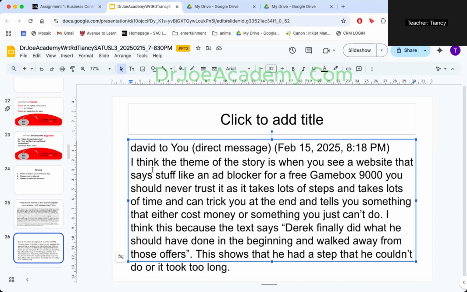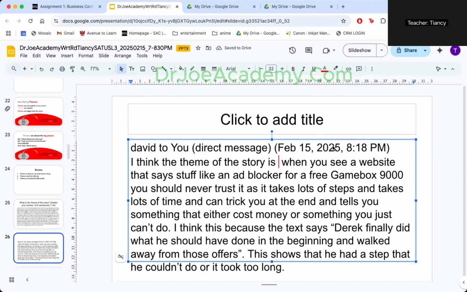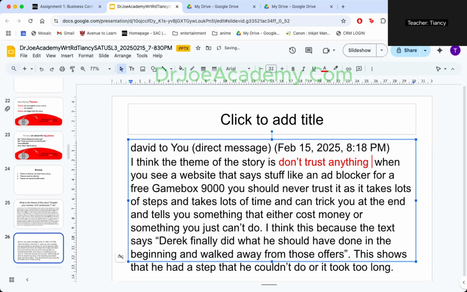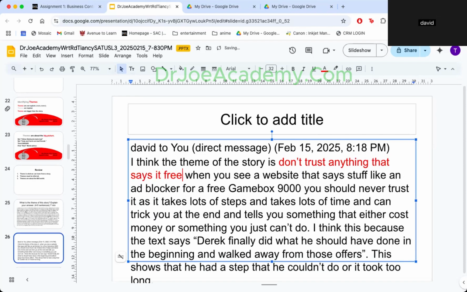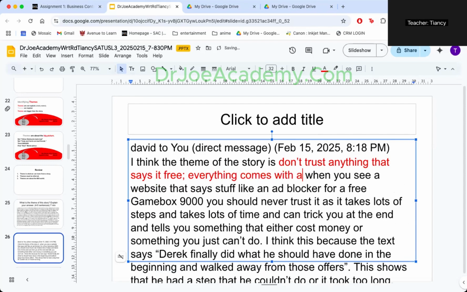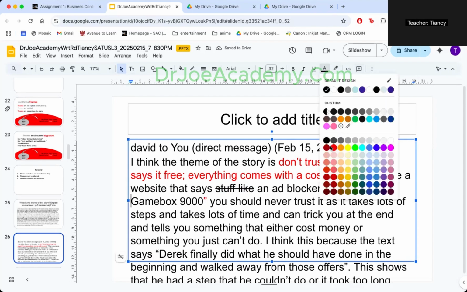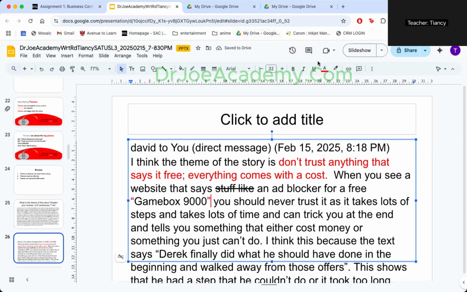So I think the theme of the story is when you see a website. So what did we say the theme of the story was? Don't trust anything that says it's free. Everything comes with a cost. So we said that when you see a website that says an ad blocker for a free game 9000, so I'm going to put this in quotes. Comma, you should never trust it.